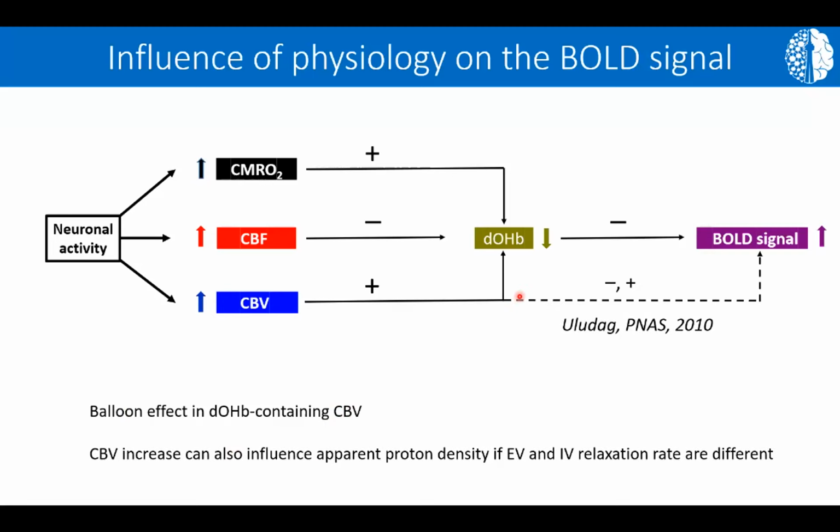There's also a direct effect of blood volume on the bold signal if the intravascular and extravascular relaxation rates are different, which means the apparent proton density changes when the blood volume increases. And this has been a short letter from me. This might be an explanation for why some people observe the so-called initial dip, but I will not go too much into that.